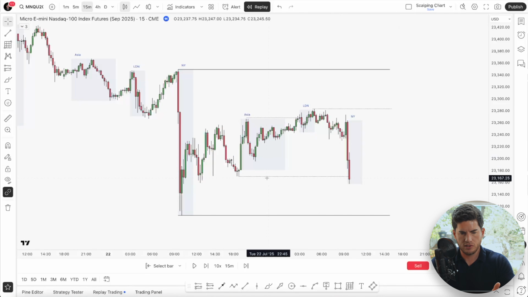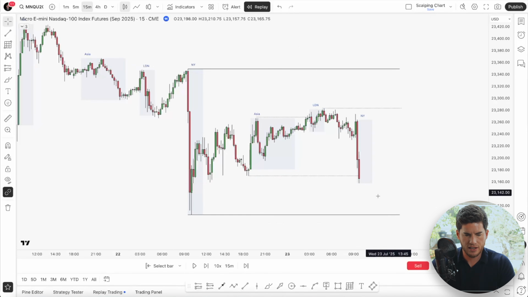Step 1 is complete. We have session-based lows taken. Step 2 is validation. So we need price to drive away from this to validate this area as a run on liquidity, which we can see price driving away now.